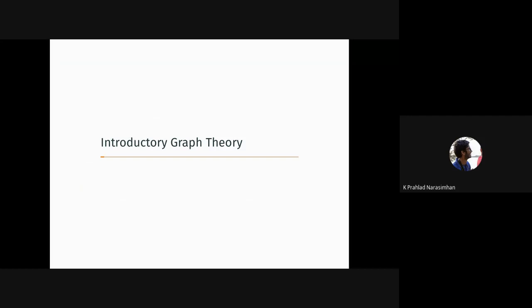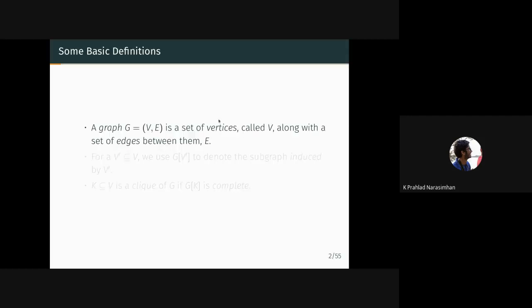Let's go. The first section is going to be on getting you re-familiarized with graph theory and some notations that I'll be using. Hopefully all of you know what a graph is. You have a bunch of vertices and you have edges between them. As usual, I'll be denoting them by V and E. And this you might not have seen before. For a subset of vertices V', I let G[V'] denote the subgraph induced by V', right?